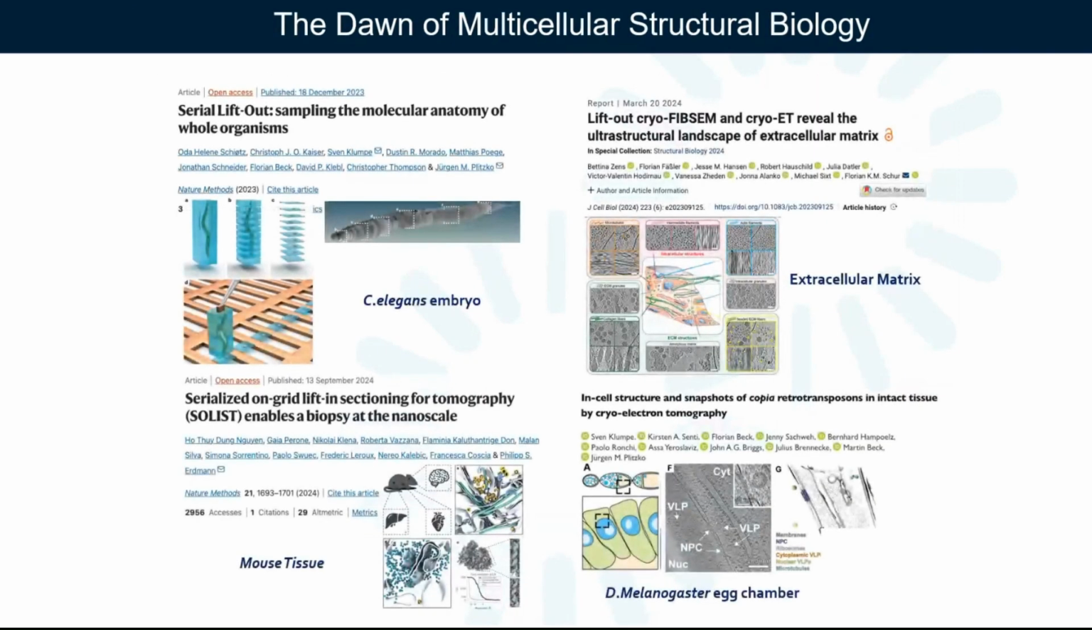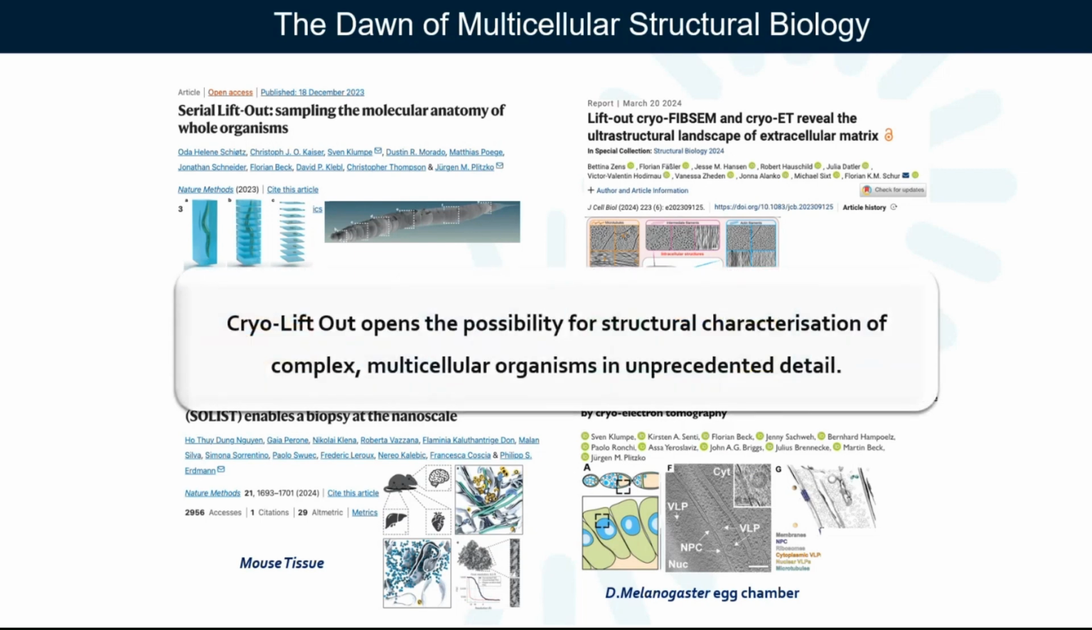In the field recently, there's been an uptake in both the hardware and especially cryo-lift-out in generating structural information from complex systems such as C. elegans embryos, which was the flagship paper that kickstarted all of this, through extracellular matrices, mouse tissues, and egg chambers. So the use of cryo-lift-out is common in all of these studies, and this is opening the possibility to structurally characterize increasingly complex multicellular organisms in previously unattainable detail.